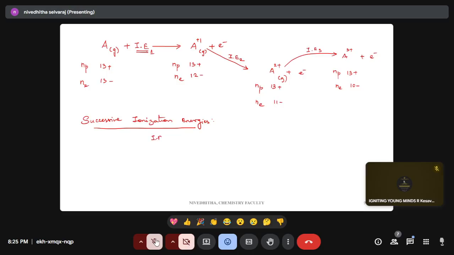So ionization energy 1, ionization energy 2, ionization energy 3, and so on. Now I want you to tell me which will have the lower value and which will have the higher value. Among first, second, and third ionization energy, which will have highest value and which will have lowest value? Is it ionization energy 1, 2, or 3? Which will have the highest value?